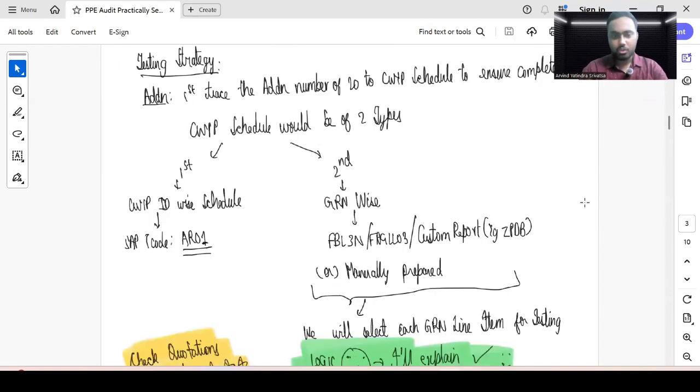So we would have two CWIP schedules usually, guys. One would be an asset-wise CWIP schedule. If you have an SAP client, ideally the T code, that is the code which you have to input to get this listing, would be AR01.